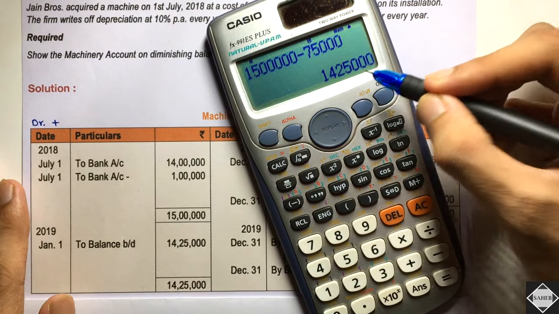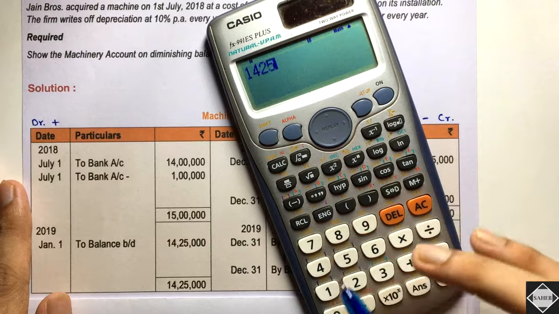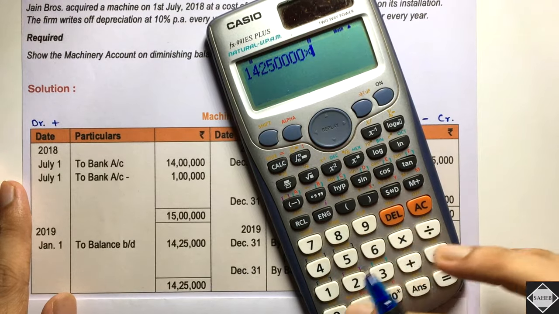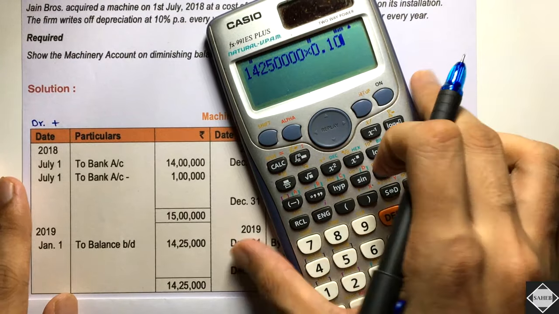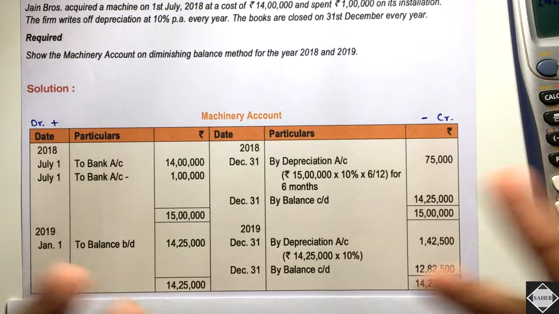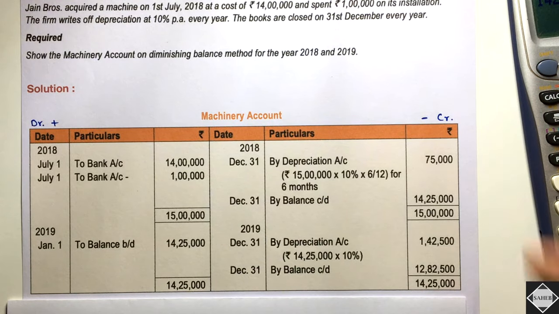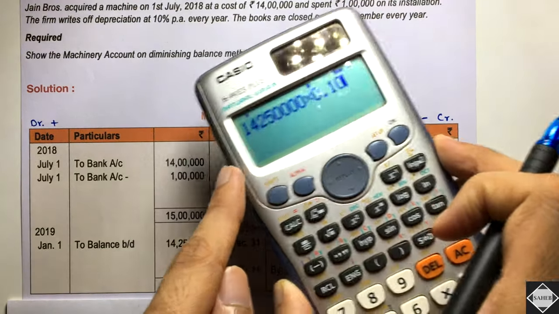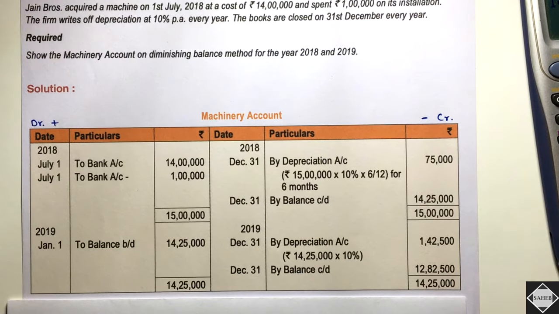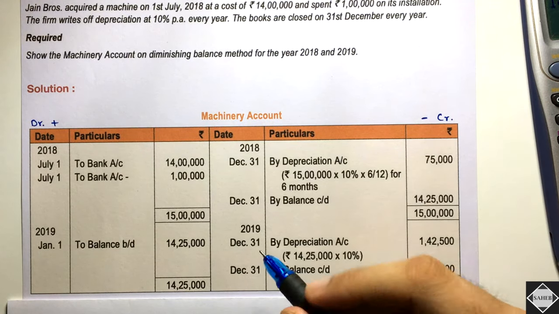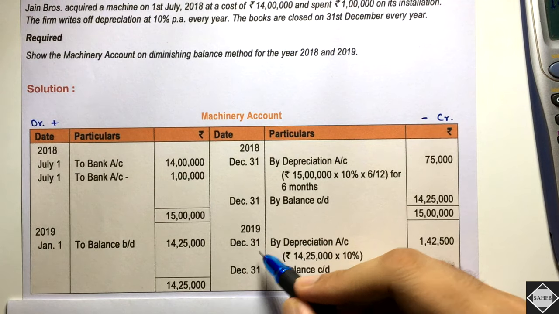14,25,000. So on this 14,25,000, next you have to charge the depreciation of 10%. Okay, so now let's just say year end came, you have to charge the depreciation. So how will you charge the depreciation? I've told you, this is how you will calculate. But now, how should your logical mind work? What should be there in your mind? Okay, I want to charge the depreciation. I have to charge the depreciation.